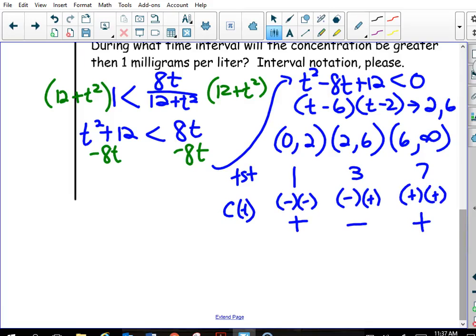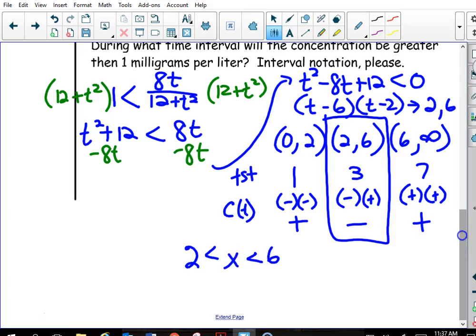Okay, so where is this less than 0, which is where it would be, the concentration would be greater than 1, is where it's negative, and they ask for interval notation, so x is less than 6 and greater than 2. Okay, we're done with chapter 3. Yay!